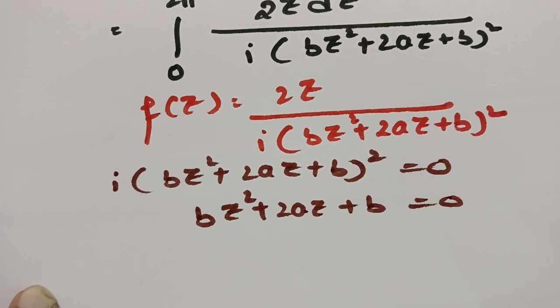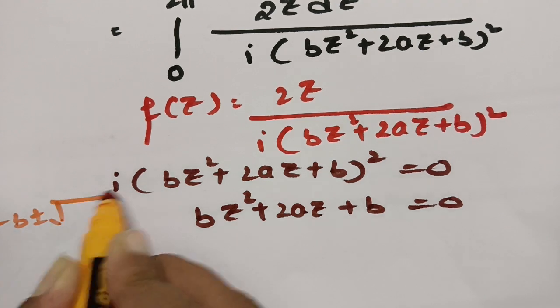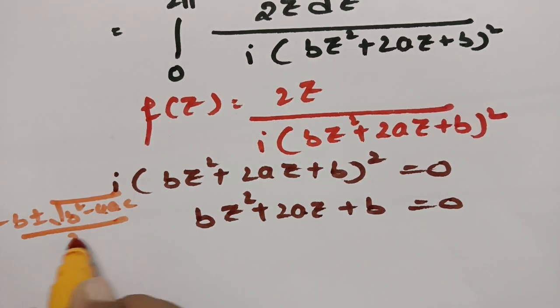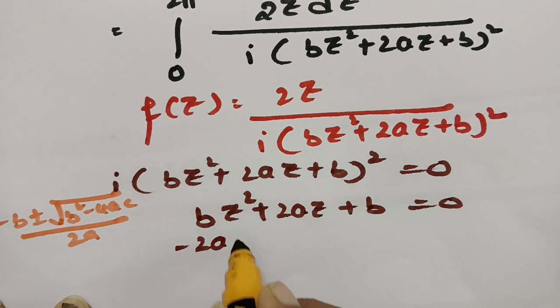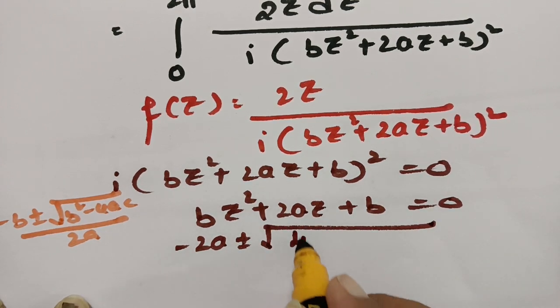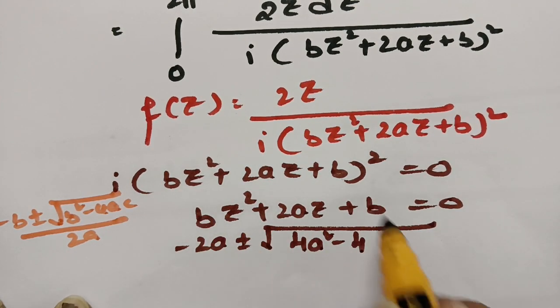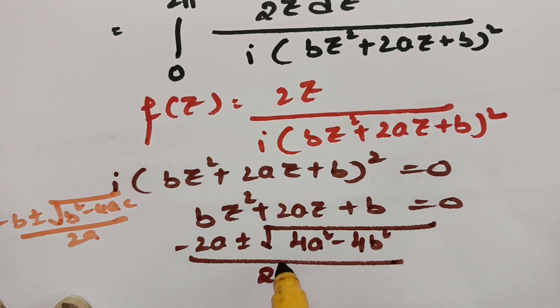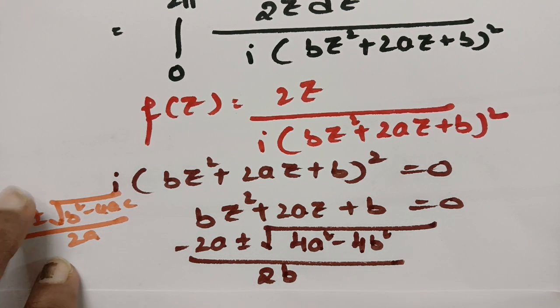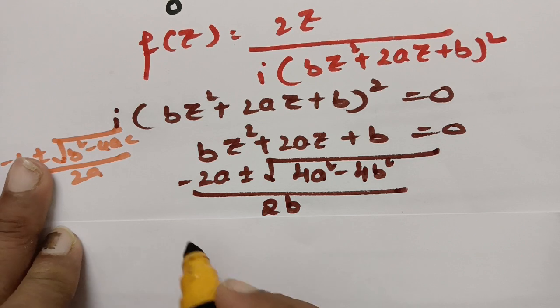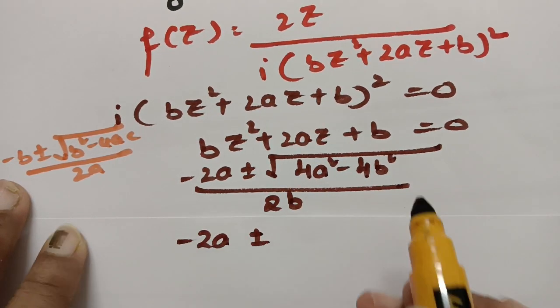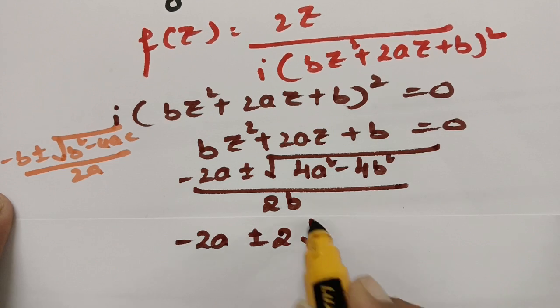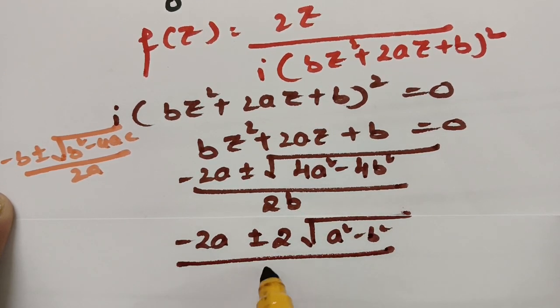So we have a formula here, that is minus b plus or minus root over b² minus 4ac by 2a, so I am applying this formula. If I use this formula, this will be minus 2a plus or minus root over (2a)² minus 4 into b into b, by 2 into b. Now our pole values will be minus 2a plus or minus, if I take 2 out, root over a² minus b², by 2b.